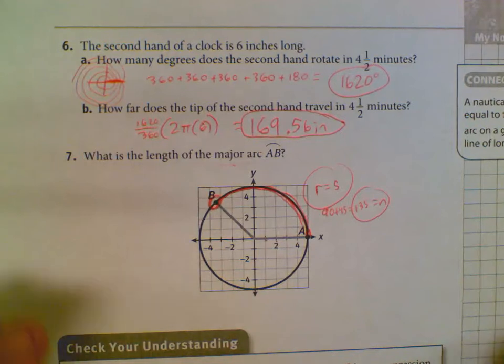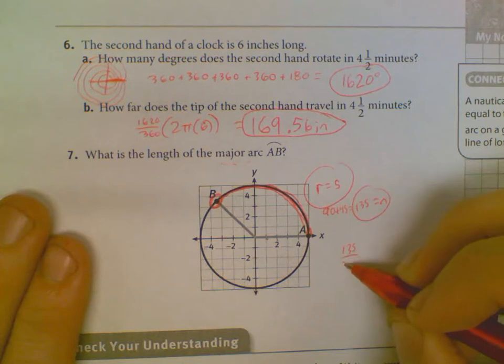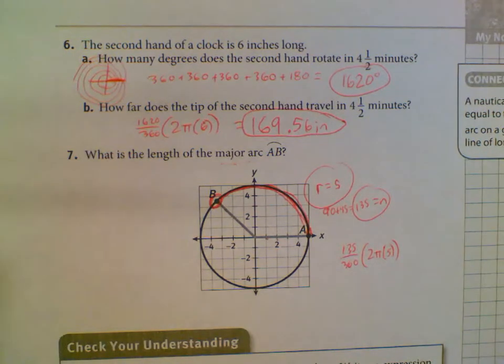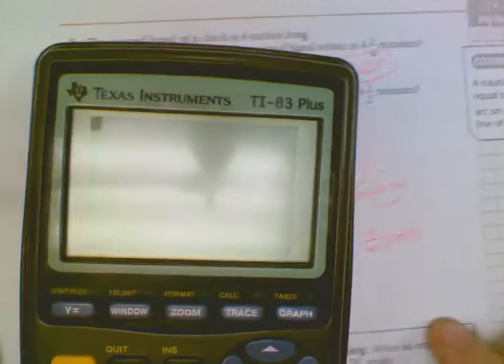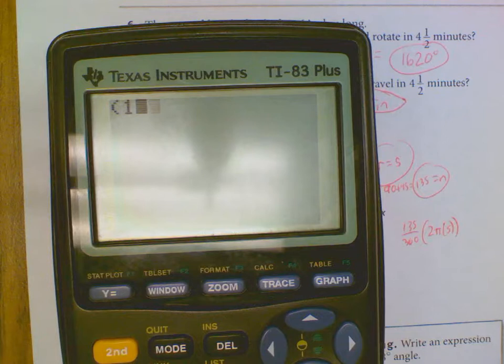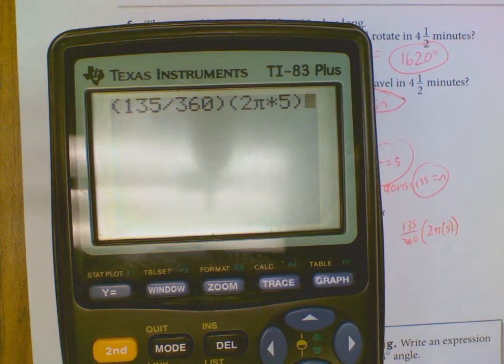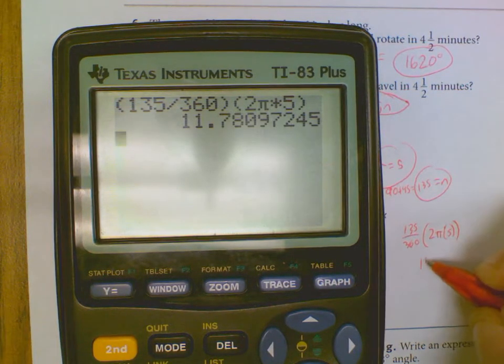There's our two things to plug in. Plug them in. When you plug them in, you get 135 over 360 equals 2 pi times 5. Okay? So again, hopefully you're typing this correctly. If I'm typing it, this is how mine's looking. It's looking like the fraction, I put it like this. Then I times it by the other thing. So I'm going 2, I find pi, and then times 5. There's a number of ways you could write this, but I'll write it like that. What does this come out to be? Boom. It comes out to be 11.78.